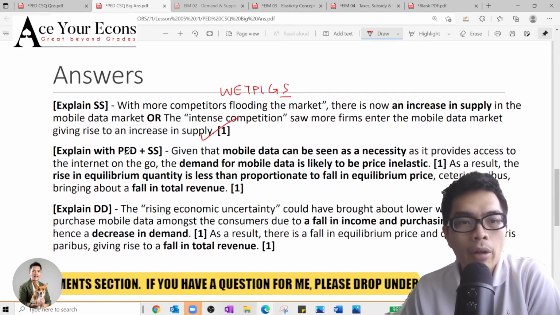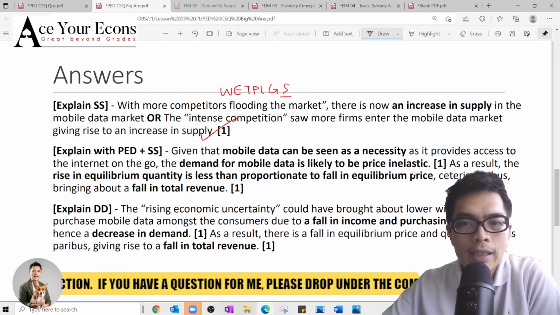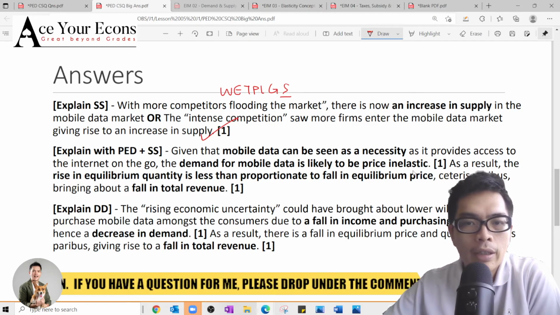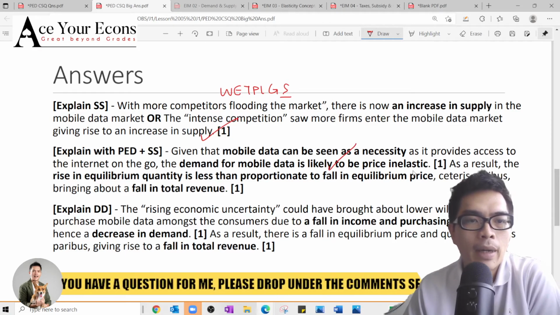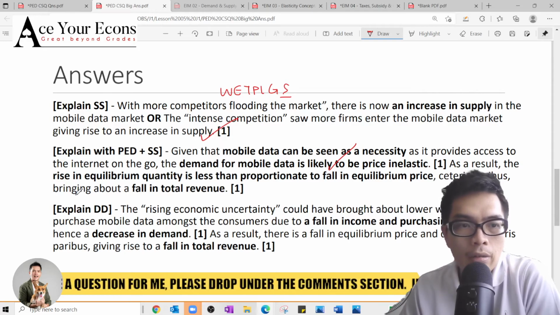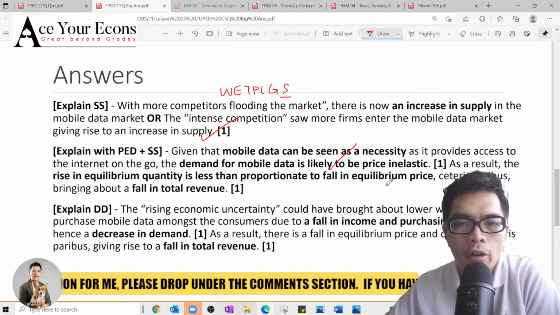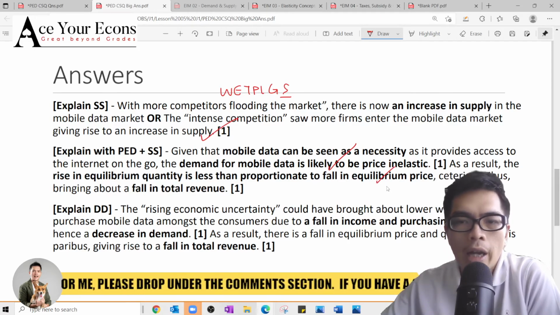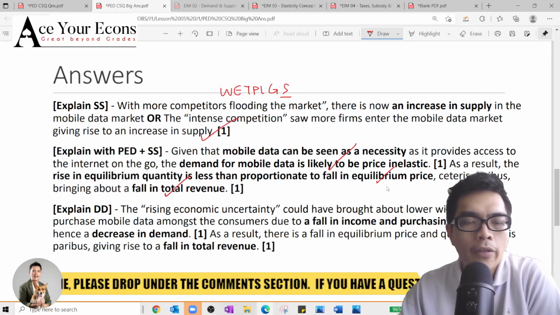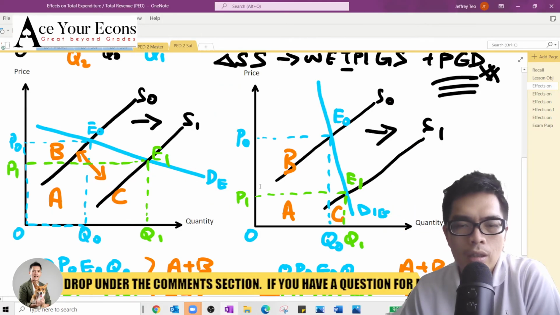The third mark requires you to make an assumption of PED. Okay, mobile data is seen as a necessity. Therefore, demand is likely to be price inelastic. So as a result, the rise in equilibrium quantity will be less than the proportionate fall in the equilibrium price. Therefore, there will be a fall in total revenue. Okay, so this is how it looks like.